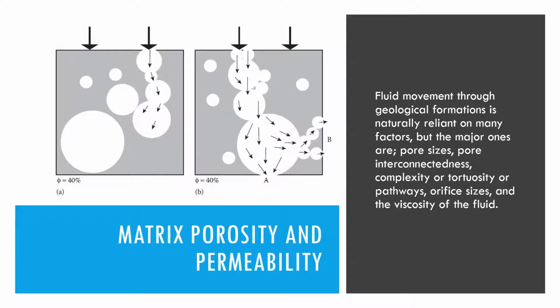This picture on the left right here depicts the importance of interconnectedness of pores. So even though the two figures A and B have the same porosity, as in they share the same open volume, which is 40% of the formation, the permeability or the fluid flow that is accessible is completely different between the two. Because the one on the right, because the pores are interconnected, the fluids can flow much faster and much easier.